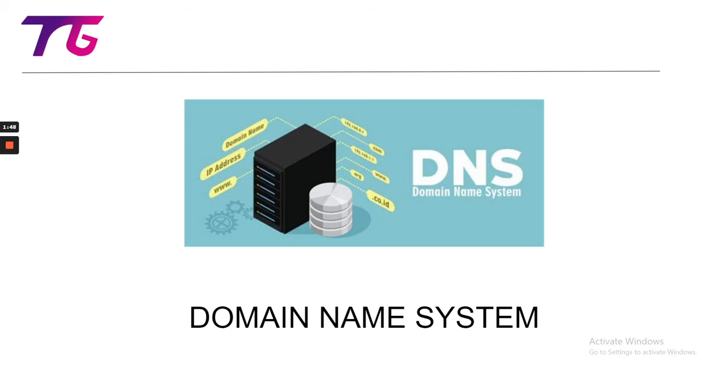Now, what is domain name system? It is the system which keeps records of IP addresses and their corresponding domain names that are alphabetic names.